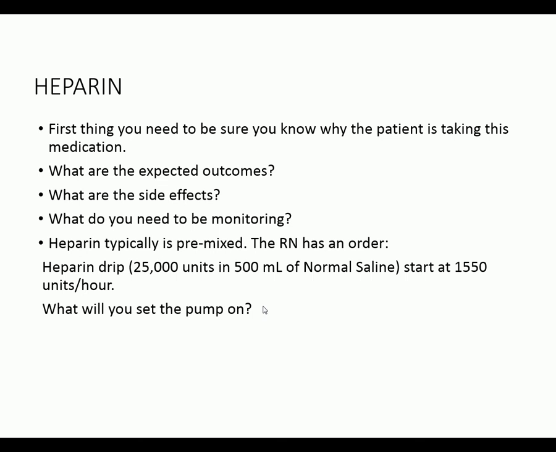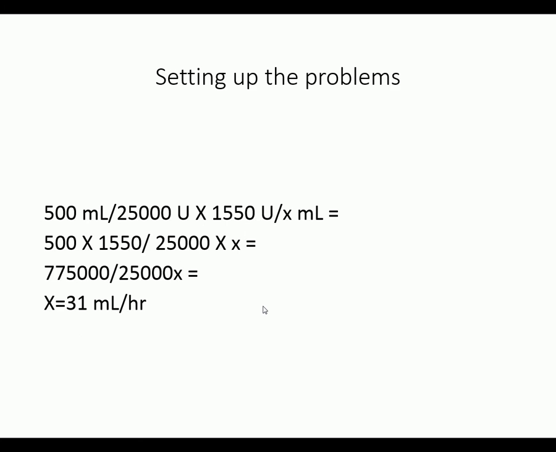All right, now on the next slide I have this one written out for you because sometimes you might not be able to understand what I'm saying. So on this problem, you have got 25,000 units in 500 milliliters of normal saline. Okay, that's what's provided for you. The doctor wants 1,550 units, but you don't know how many milliliters. Okay, so you're going to multiply these together.